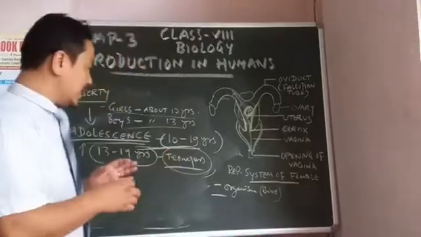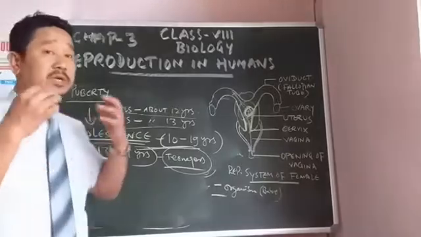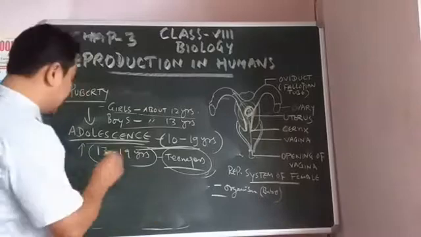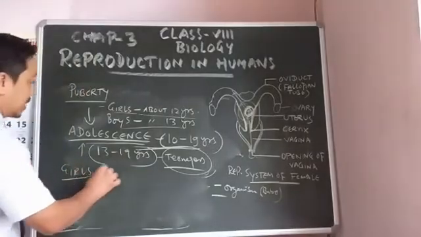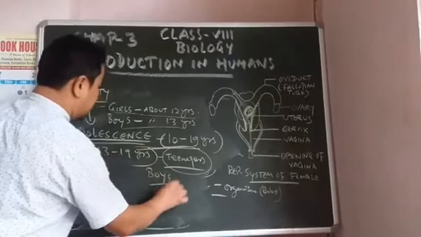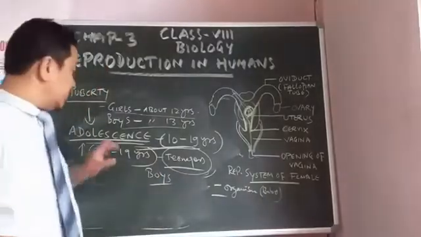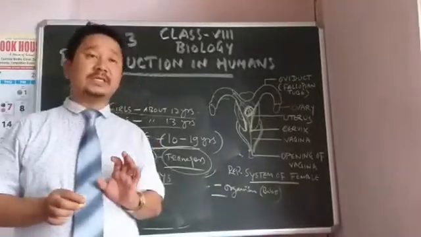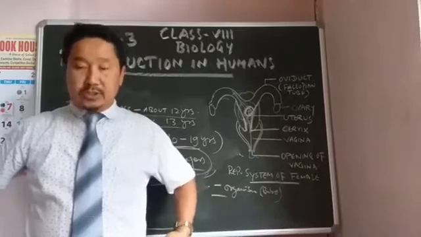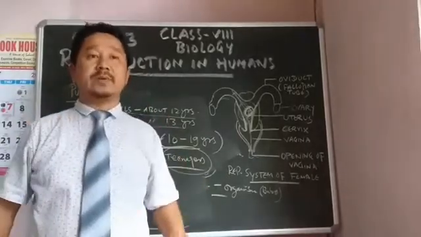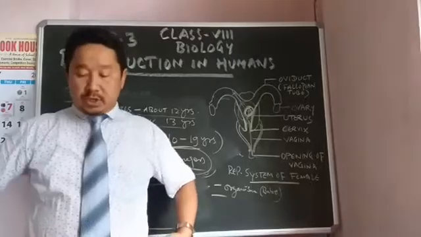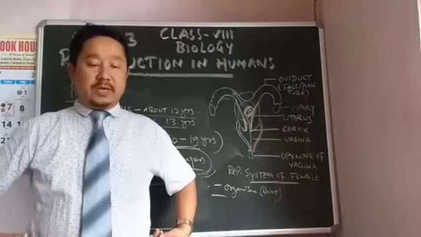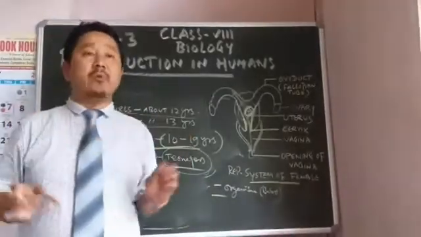Here we can see some of the changes and developments in girls and boys separately. What are the changes we see in girls during this phase called adolescence? In girls, the waistline becomes narrow. Then the hips will be widened. In the case of girls, the hips become very wide.